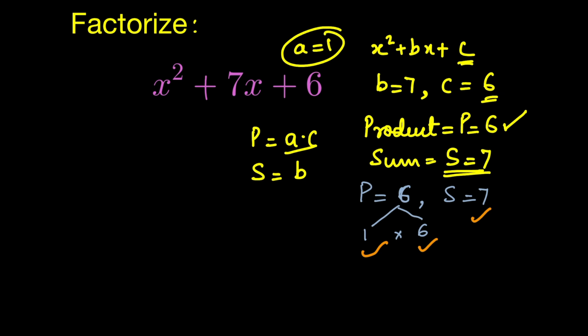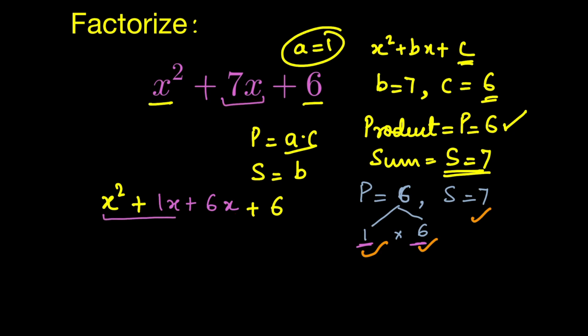Now we start factorizing. So x square plus, then plus 6. These two terms are written the same. The middle one, which is 7x, will be written with the help of these two. So it will be 1x plus 6x. Basically we are splitting this one. Now we take the pairs. Don't put the brackets anytime, just underline the pair.